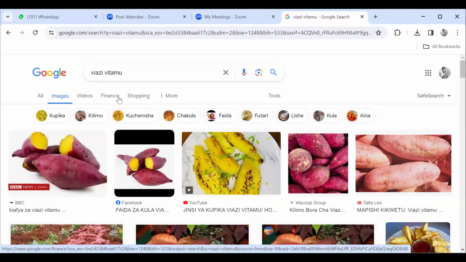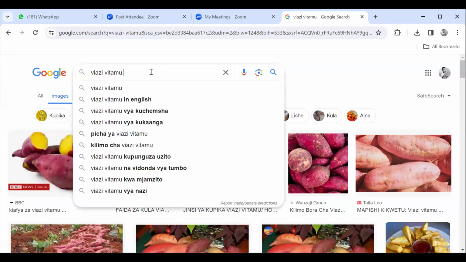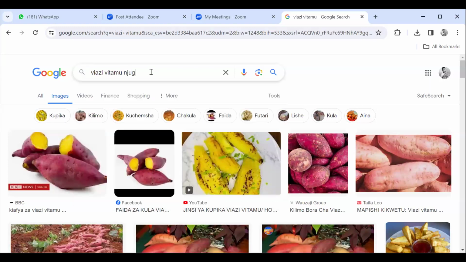Back when we were growing up, you could be given a porridge made of groundnut. Groundnut is called njugu. For the viewers, you may need a pen somewhere. It's N-G-U-G-U, njugu. Let me just type it here. Can you see my screen past the word viazi vitamu? There's this word called njugu. So njugu is a groundnut.